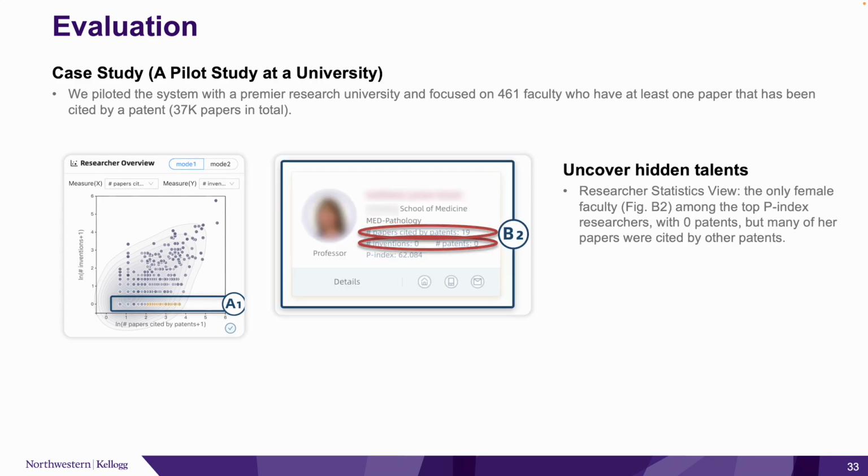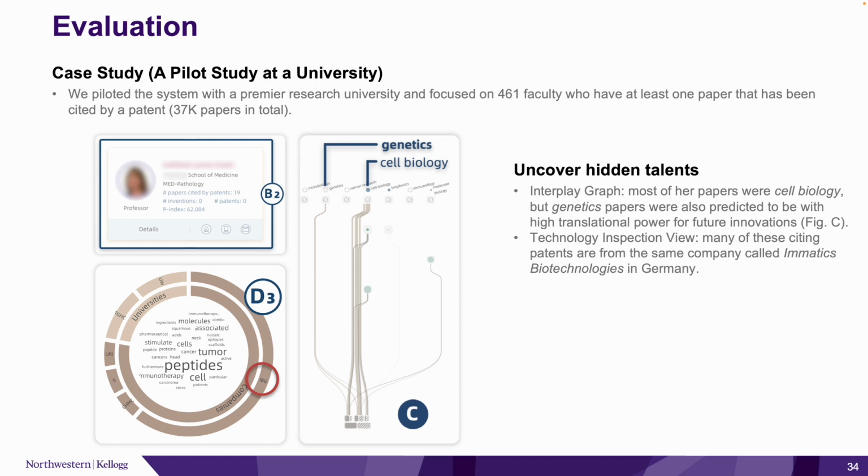After ranking these researchers by P-index, we can quickly notice that the second faculty was the only female faculty among the top P-index researchers. She had no inventions, but many of her papers have been cited by other patents. Most of her papers were in the cell biology research topic, but the genetics papers were also predicted to have high translational power for future inventions. We also found that many of these citing patents are from the same company called Ematic Biotechnologies in Germany.